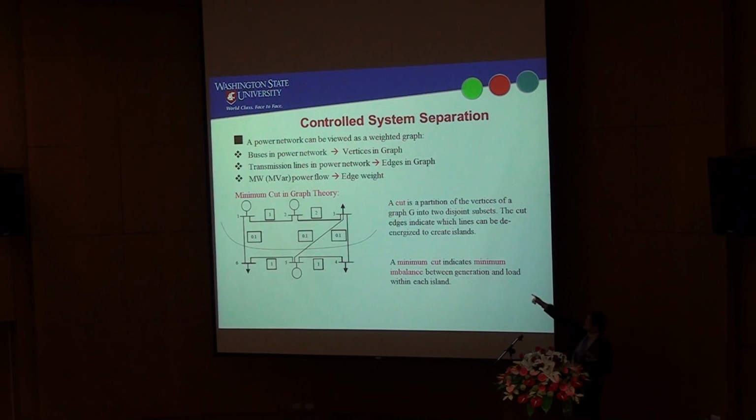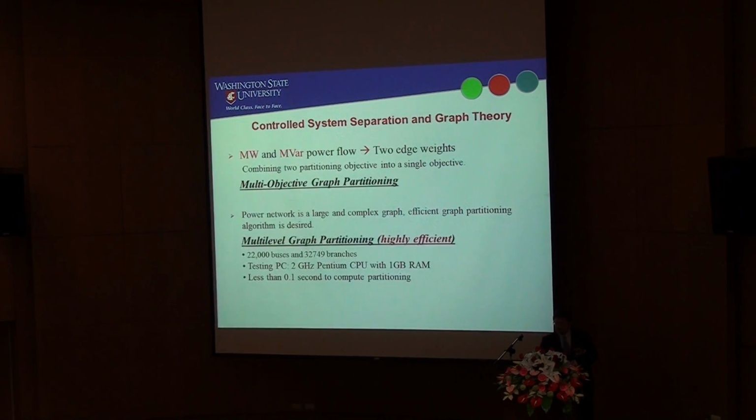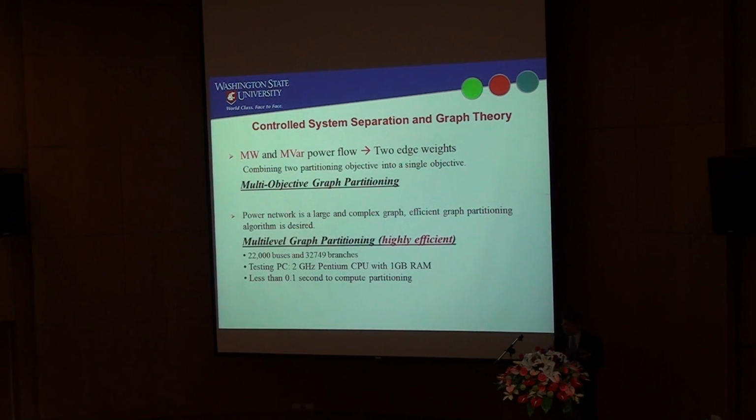So here is an example to show that if the system is in trouble, I can split it. This generator serves that load, this generator serves that load. And of course, generally, if you interconnect them, it will be more stable. But if you don't have a better alternative, maybe splitting is not a bad idea. Okay? So we have this algorithm that's called multi-level graph partition.